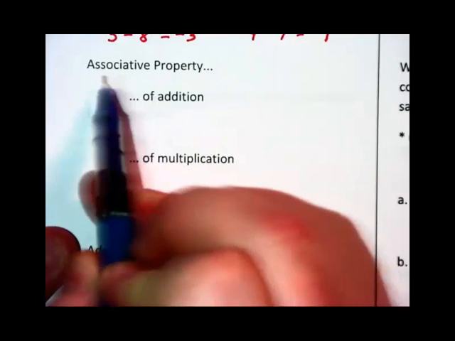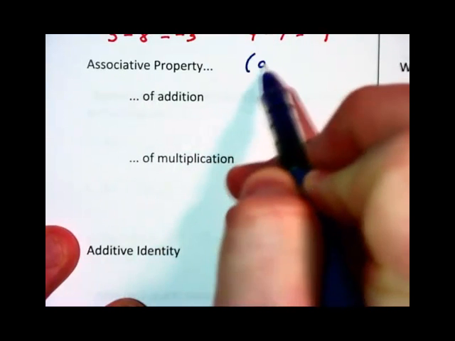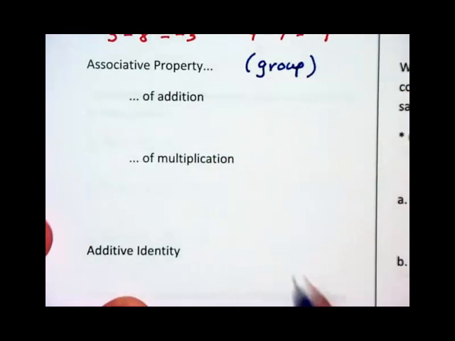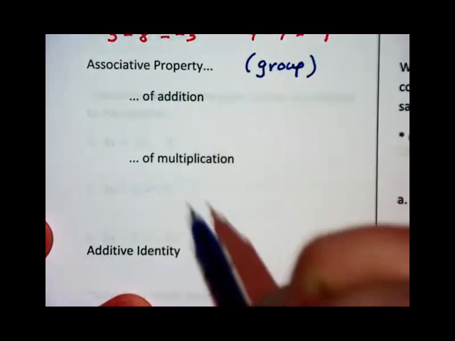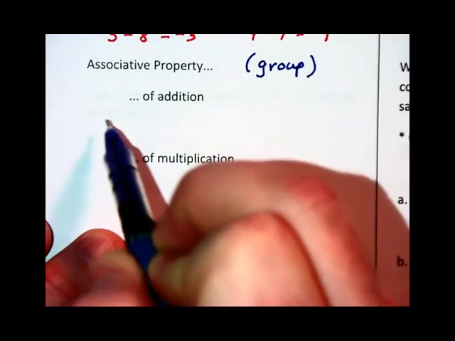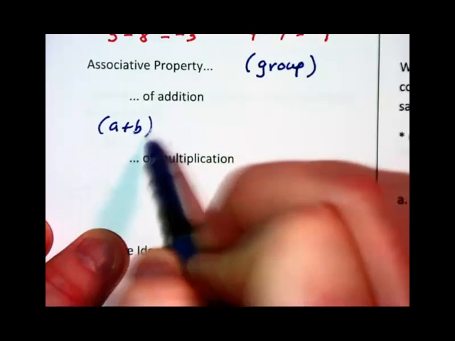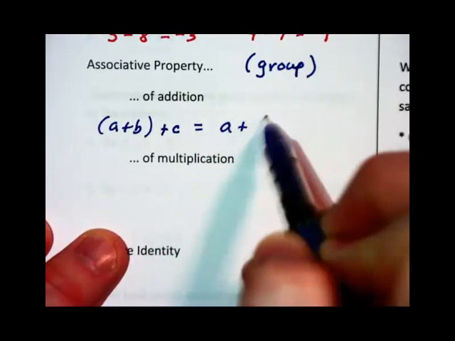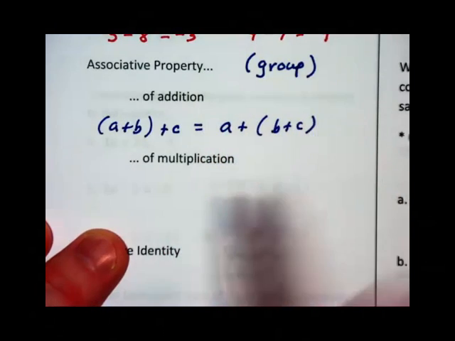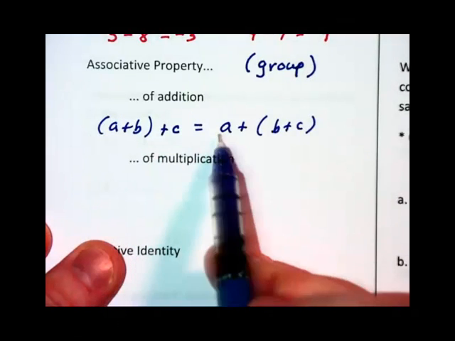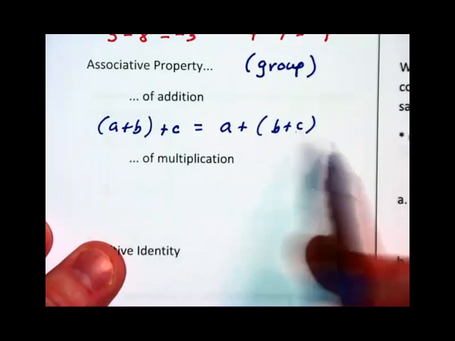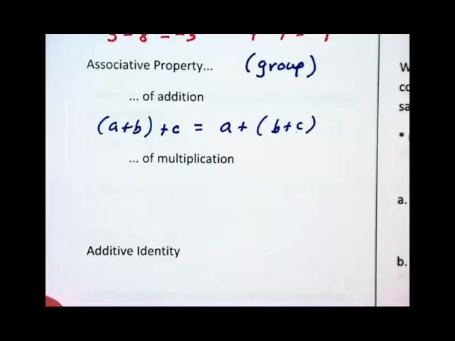Okay, the associative property. If I think of an association, that is a group. I belong to a few groups or associations, and that word kind of really works out here. This says I can group the numbers as I want. If I group A plus B and then add on C, that is the same thing as A plus then grouping B plus C. Notice A, B, and C stayed in the same order, but it's where the parentheses are, how I grouped them, that is different on each side of the equation.